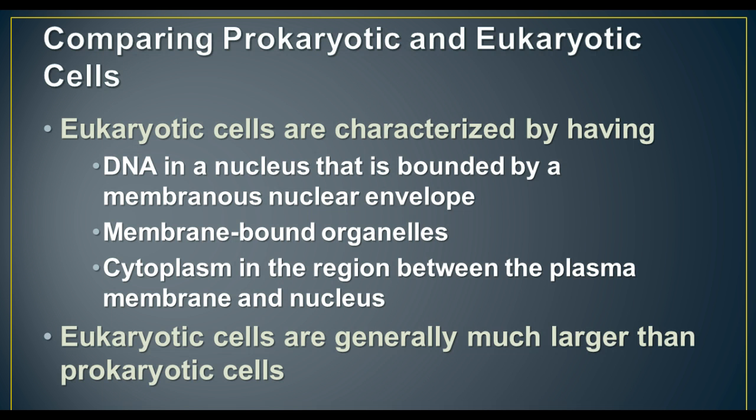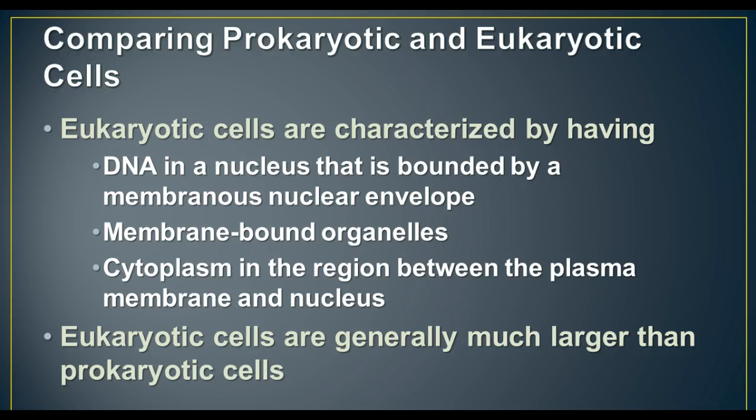So when we compare prokaryotic and eukaryotic cells, you can see that the eukaryotic cells are different because they do have a nucleus that is bound by the nuclear envelope. They have other membrane-bound organelles, and the region between the plasma membrane and the nucleus is referred to as cytoplasm. Actually, it's also called cytoplasm in the bacterial cell as well. The cytosol is the fluid. Cytoplasm is inside the cell containing the parts of the cell.